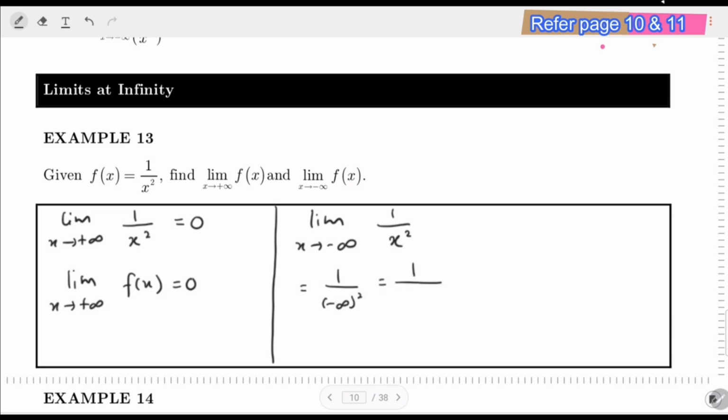So we know that if we square any negative number, it will become positive. So here we're going to end up with 1 over infinity, and we know that any constant divided by infinity will be equal to 0. As usual, don't write this down into your working during the examination. And then we're going to write that limit x approaches negative infinity for the function f of x is equal to 0.